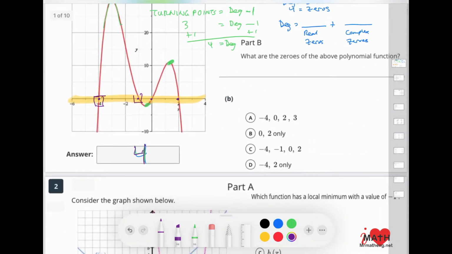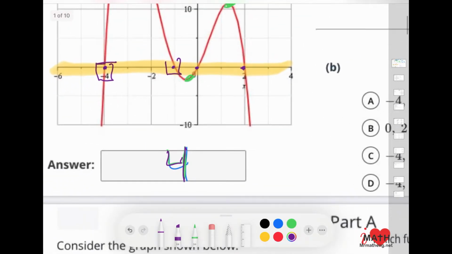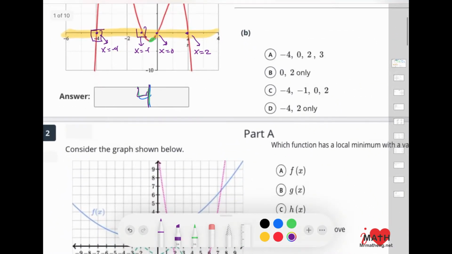Okay, part B tells us now what are the zeros of the above polynomial function. Well, we can do this visually because we have not learned other methods. And basically, here on the x-axis, this is x equals -4. This one is x equals -1. This one is x equals 0. And this one is x equals 2. And so the only one that has that is choice C.